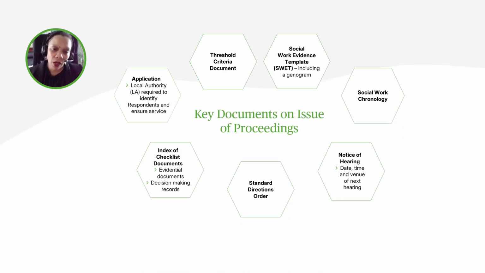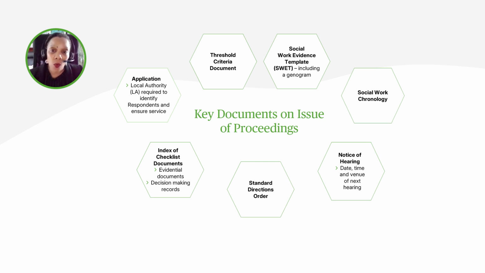I've included on this slide a list of the documents that are required at issue of proceedings, so the key documents, which include the local authority's application, their threshold criteria document, the social work evidence template, which is referred to as a SWET. That should also include a genogram setting out the family relationships, a social work chronology. Sometimes that might be included within the social work evidence template, but sometimes it will be separate.